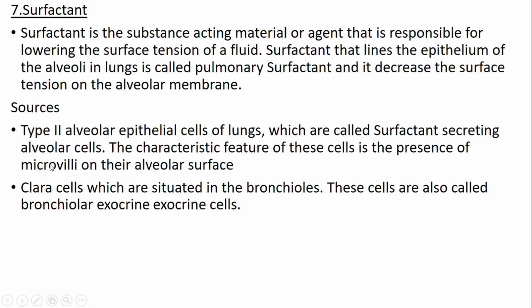The sources: type 2 alveolar epithelial cells of the lungs, which are called surfactant-secreting alveolar cells. The characteristic feature of these cells is the presence of microvilli on the alveolar surface. Then Clara cells, which are found in the bronchioles. These cells are also called bronchiolar exocrine cells.